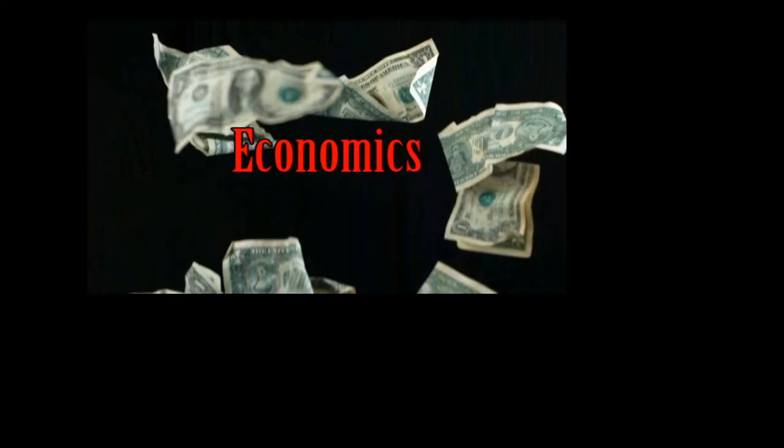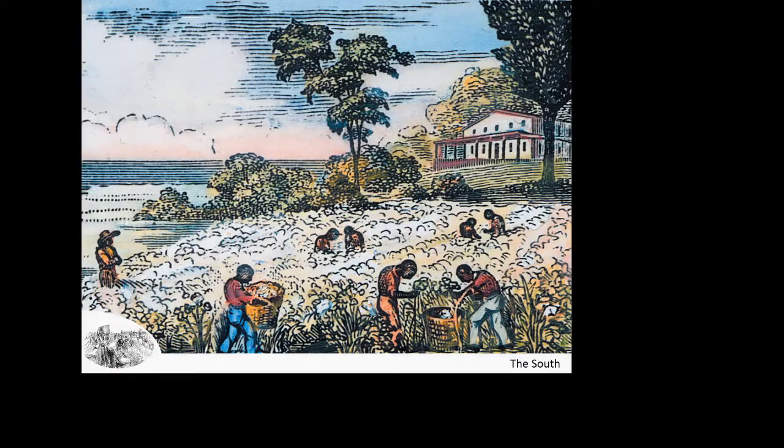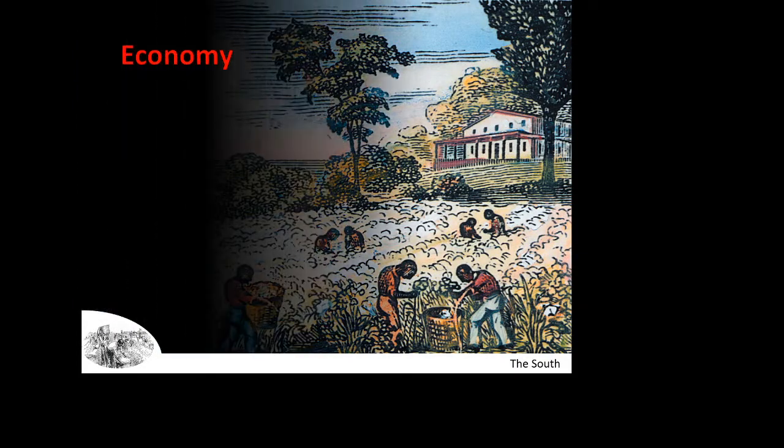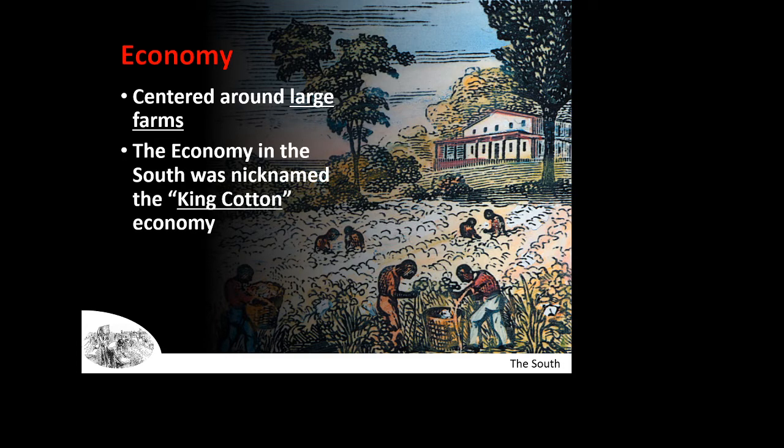Okay, so economics is the next category we're going to be talking about. Economics, if you don't remember, is basically how money is managed and where the money is being placed. In the South, the Southern economy was based around these large farms called plantations. The economy in the South was nicknamed the King Cotton economy because it was all based around this one crop, cotton. And the economy in the South was mostly operated on slave labor, which we know.